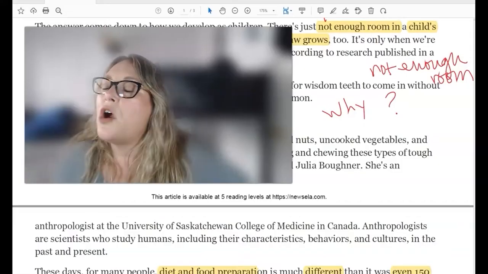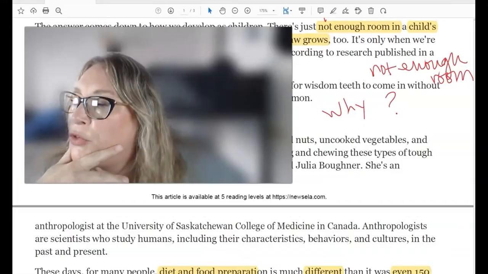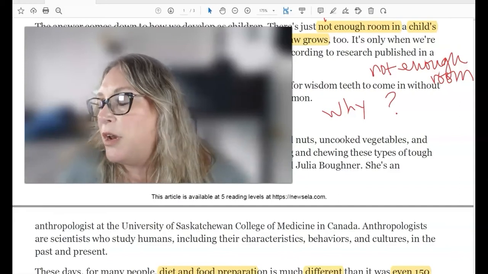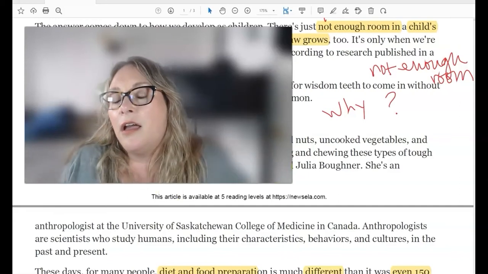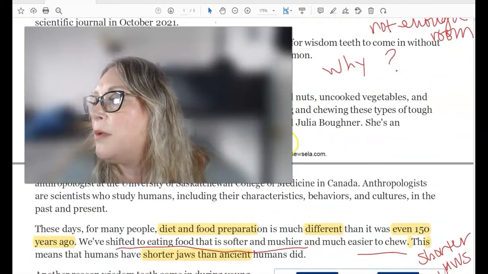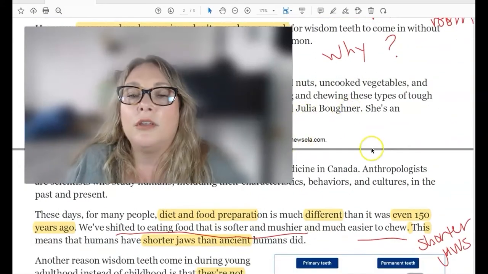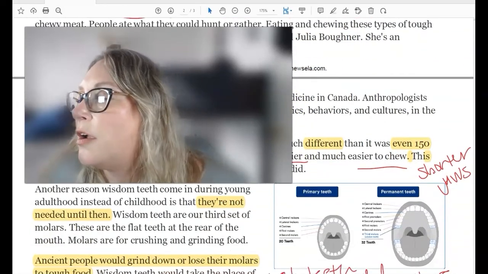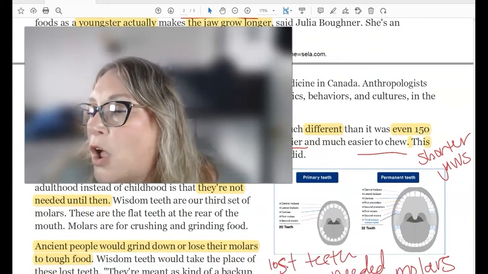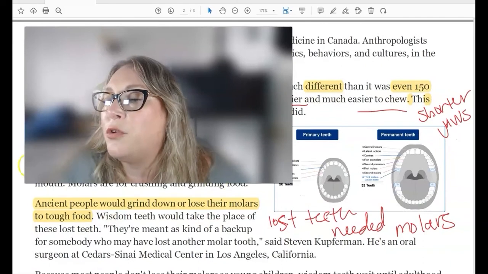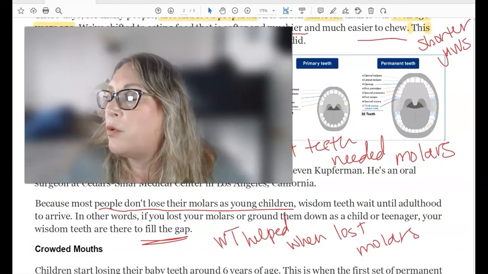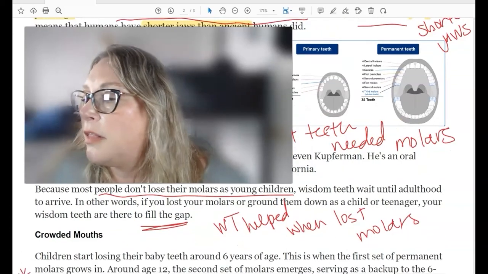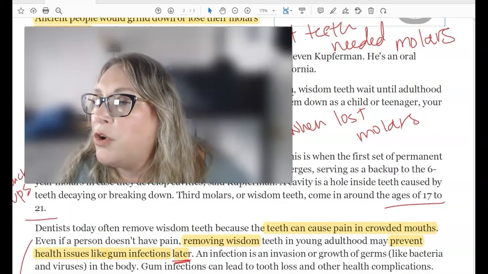All right, so I am here on the reading page that I annotated, and I'm going to look through and decide, what do I want to use for a quote? What can't be said any other way? So I'm going to look through. I already had created that. And I think one of the most important parts maybe together, cooked vegetables. So we're still trying to see what the purpose of wisdom teeth are. So we know that the food is much softer now. And let's see, wisdom teeth are a third set of molars. They're for crushing. That they were meant as a backup. So ancient people would grind down or lose their molars. Let's see. So I think I'm going to go with this here.